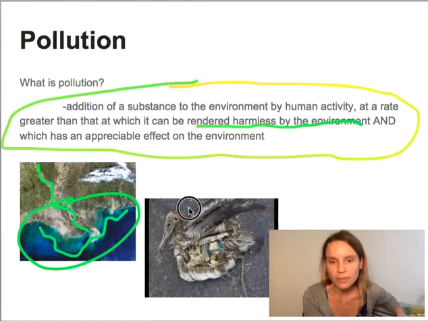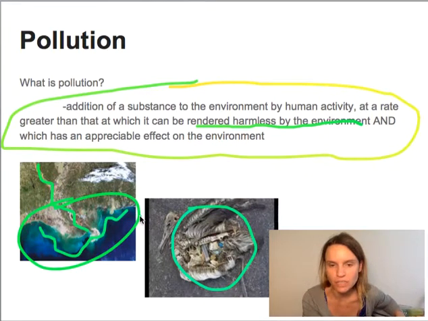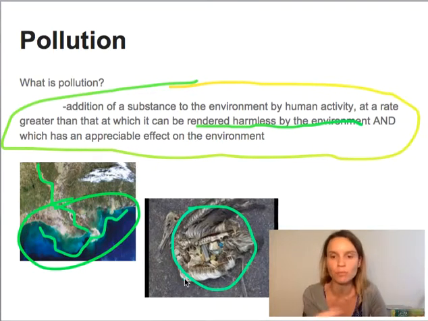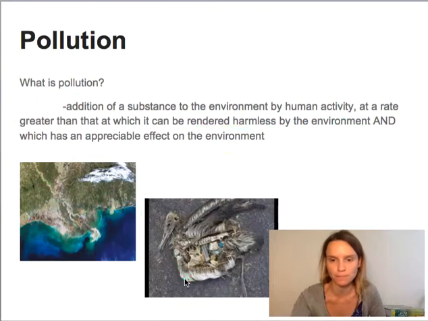And the other example that you can see here is a bird that's been dissected after it's dead, and its stomach is all full of plastic. And so that's another example of a substance that is being added to the environment at a rate greater than the rate at which it can be taken away. Because as we all know, we can make plastics relatively fast, but it takes a really, really long time for them to break down naturally in the environment.